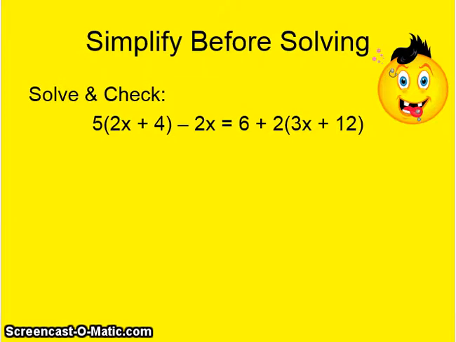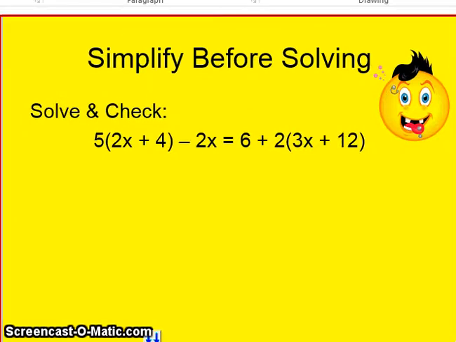Here's another example that needs to be in your notebook. In this example, we're going to simplify before solving. So before we get all our variables on the same side, our life is going to be much, much easier if we simplify first. Now, on the left side here, and then also on the right side, I have a situation where I can apply the distributive property, and I can multiply 5 here by each term inside my parentheses.